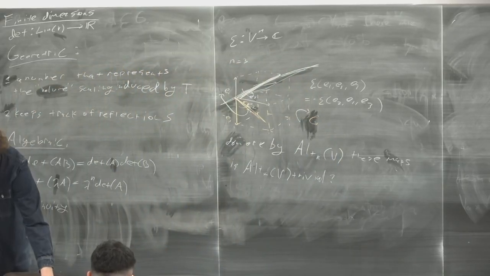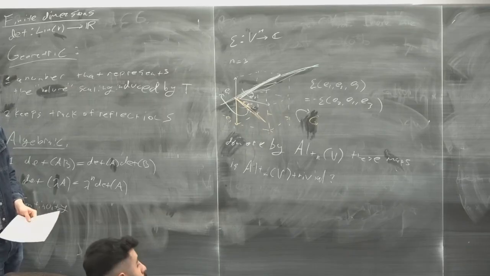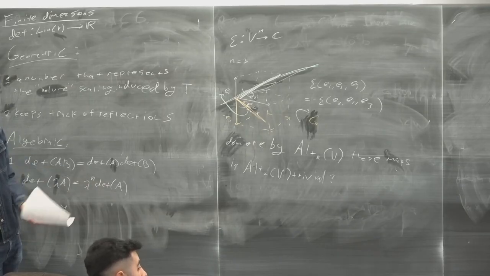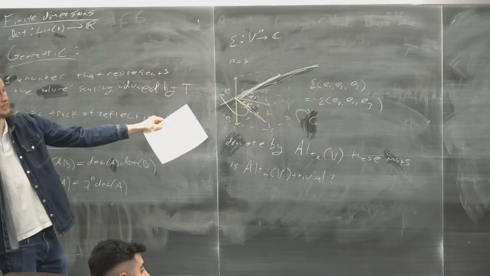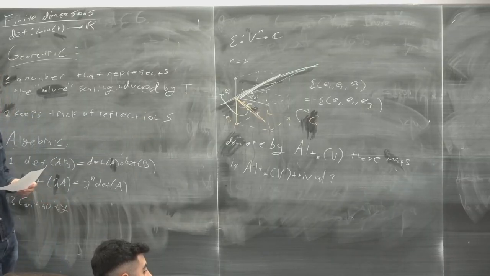By trivial, you just mean empty? Well, what would be the other option? If it's a vector space, it might be 0. Oh, so that is what I mean by trivial, yes. Obviously 0 satisfies all of these. Yeah, okay. No, you're right.